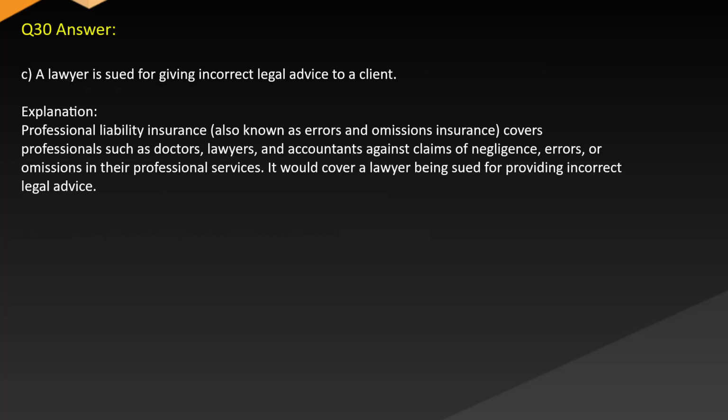Answer: C. A lawyer is sued for giving incorrect legal advice to a client. Explanation: professional liability insurance, also known as errors and omissions insurance, covers professionals such as doctors, lawyers, and accountants against claims of negligence, errors, or omissions in their professional services. It would cover a lawyer being sued for providing incorrect legal advice.